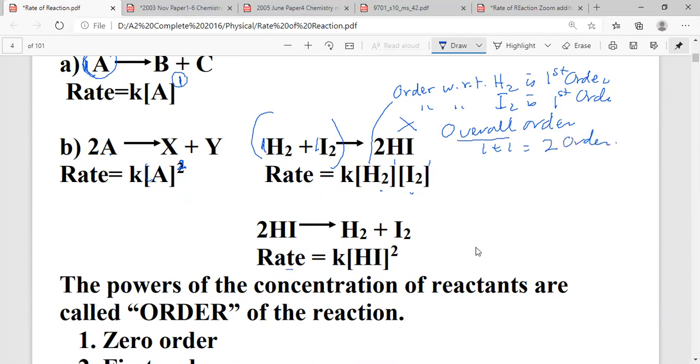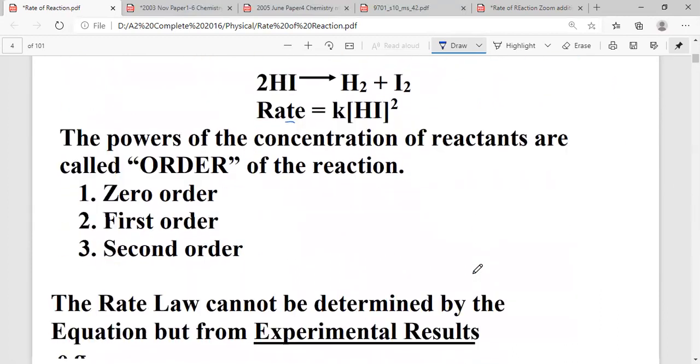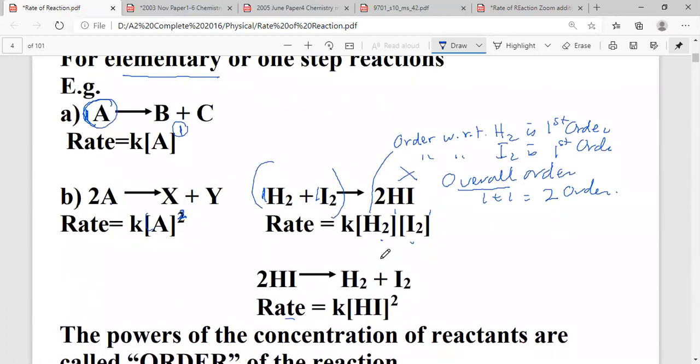Talk about the reverse rate. And we're going to do zero order, first order, and second order. So now the rate law cannot come from the equation because, why? Because we don't know if it's an elementary or a multi-step. Normally, it's all multi-step. But one year, they gave us a simple elementary step.